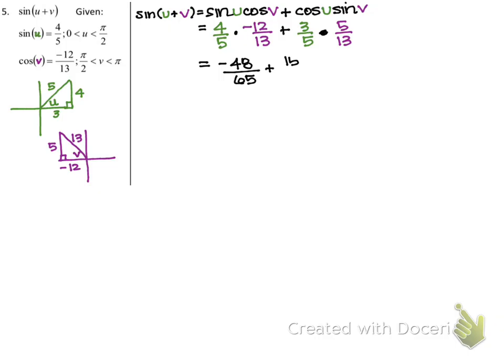Plus, straight across, 15/65. I realize 15/65 can be simplified, but don't do it because we need these denominators to be the same so that we can actually put these together. So if I put these together, this is going to give me negative 33/65. That is my answer. Same situation. So why don't you see if you can draw the pictures and then come back and check your pictures against mine. So pause it, draw the triangle for U and draw the triangle for V, then come back and make sure that our pictures match.